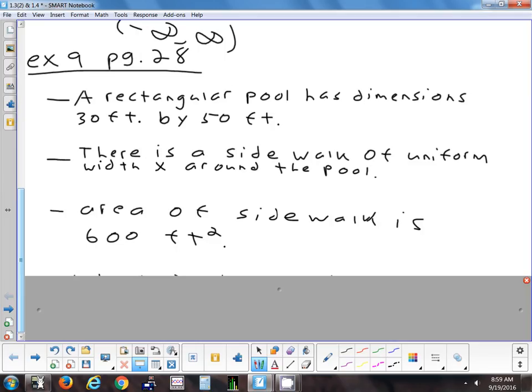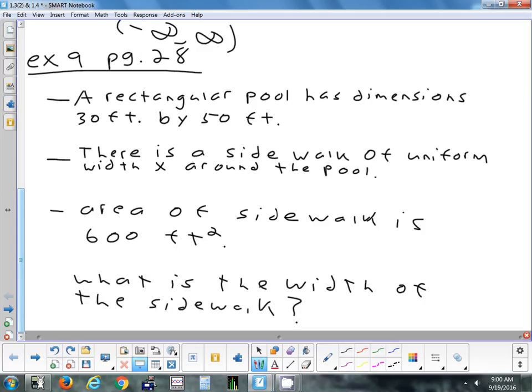One thing we do know is that the sidewalk has an area of 600 square feet. Find the width of the sidewalk. All right, so they've given us a lot of different information here in written form. I think this kind of problem lends itself to a certain approach to make it easier to see things. Does anybody have a thought what we might want to do in this problem?